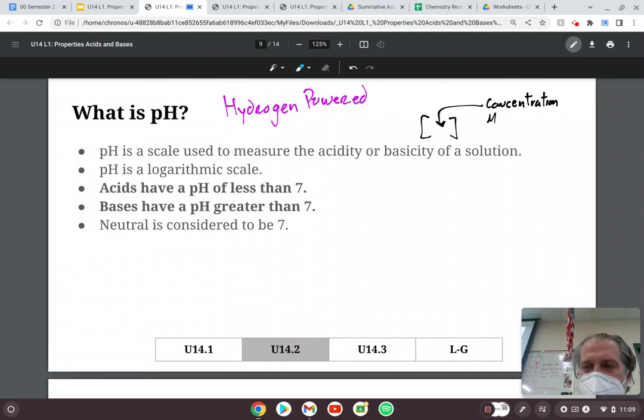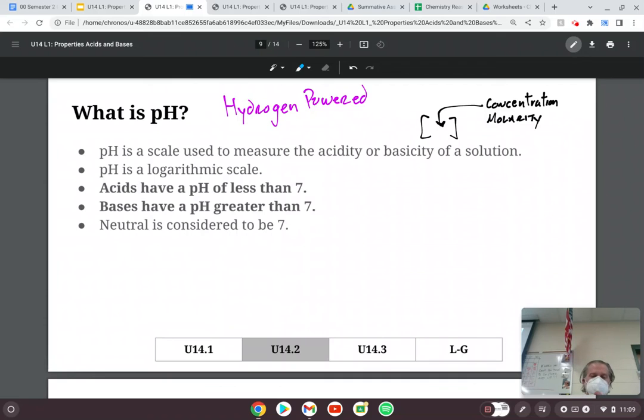It also means molarity. So when we talked about calculating the molarity of something in the last unit, we were really calculating the concentration, or how much stuff was dissolved in that given volume of water.